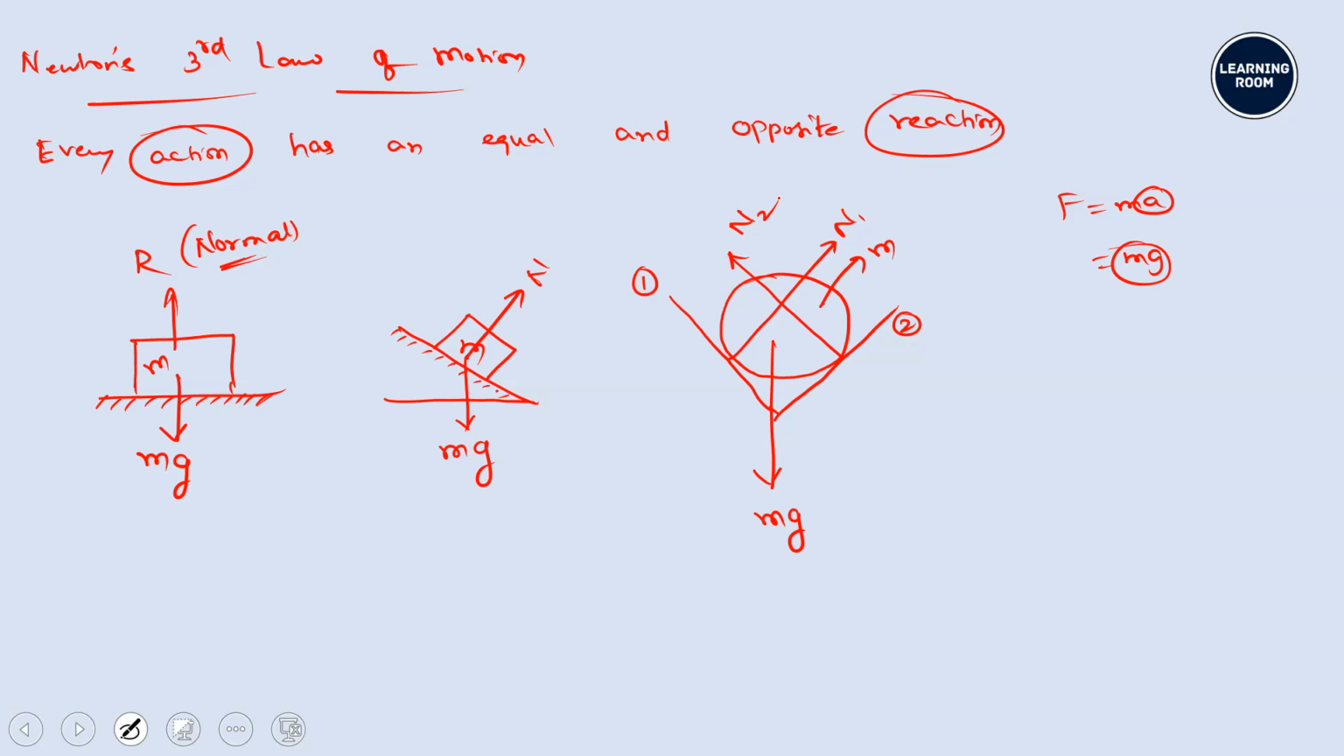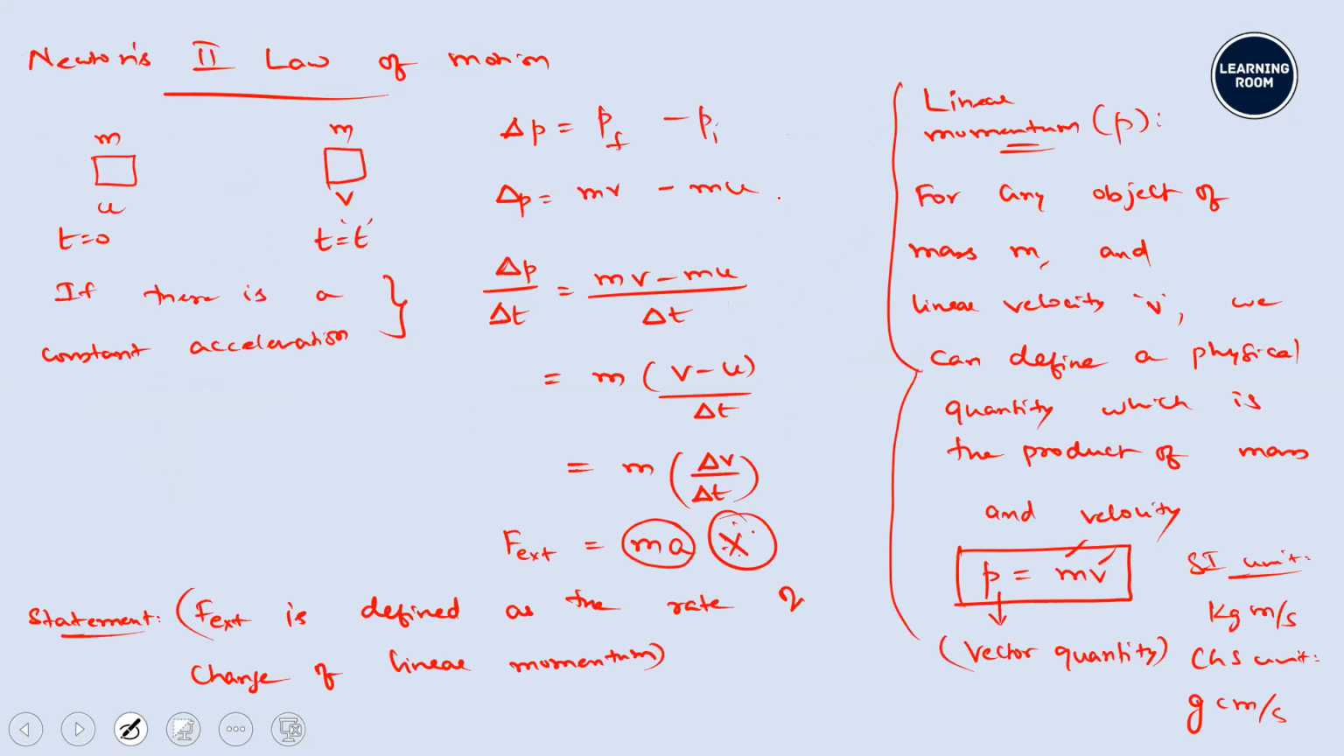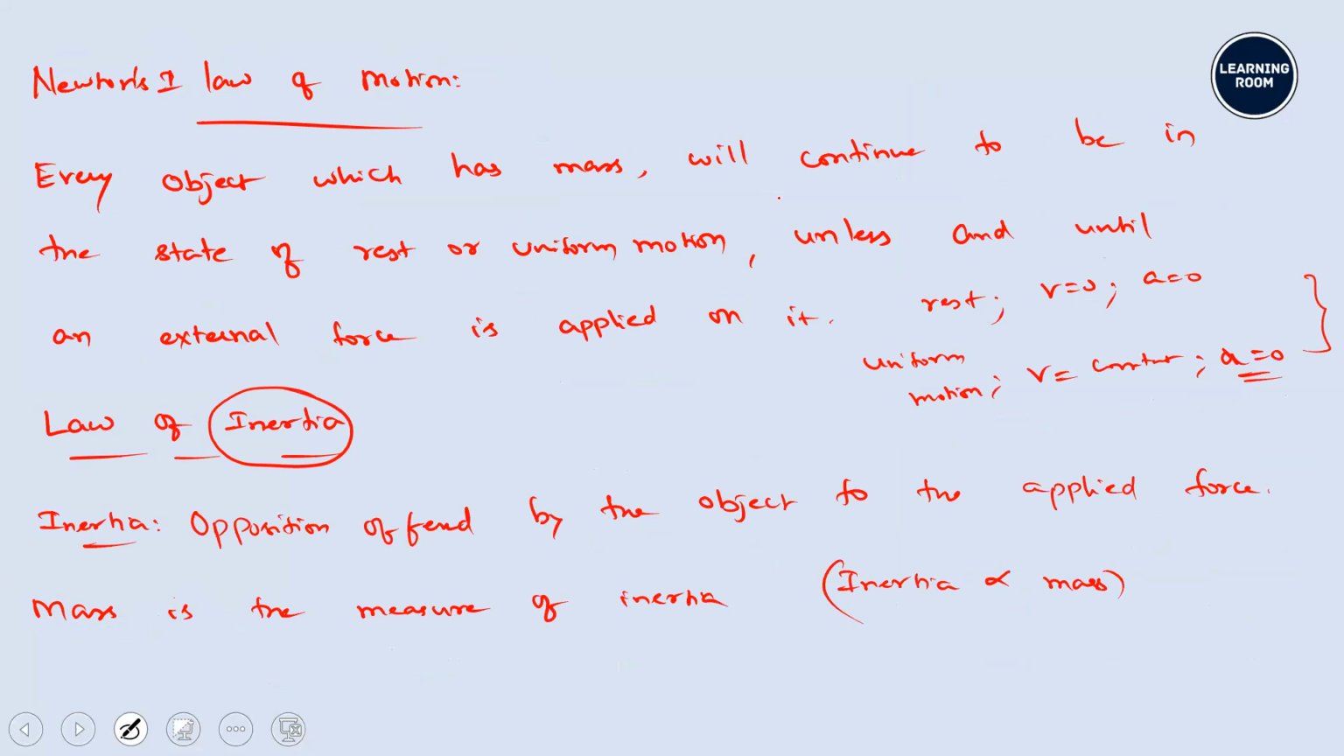Now, I will try to connect all the laws. So first law, what did I speak about? Every object will continue to be in the state of rest or in uniform motion unless and until there is an external force applied. Right? So I told you state of rest means velocity is zero, acceleration is zero. Uniform motion means velocity is constant, acceleration is zero. One means the object is not moving at all; the other means the object is moving, but with uniform velocity.